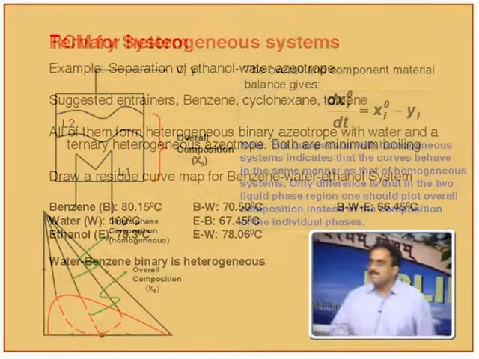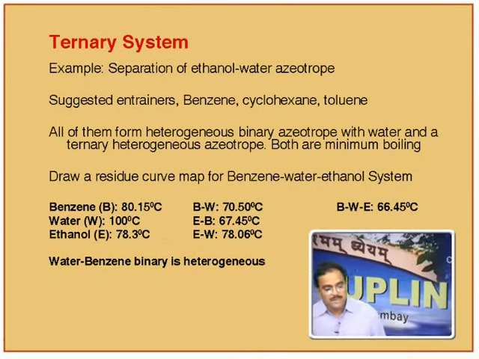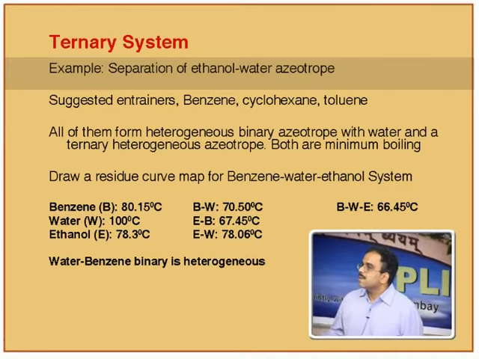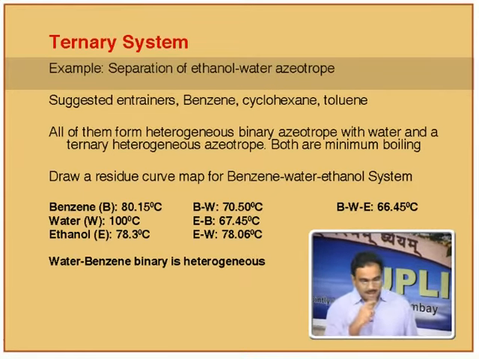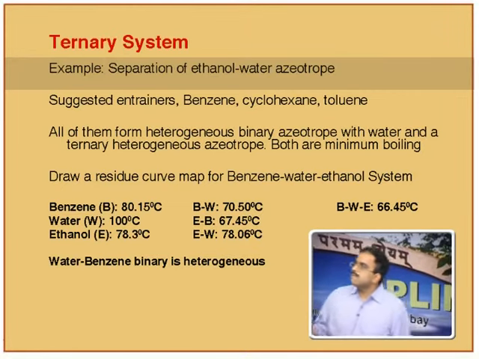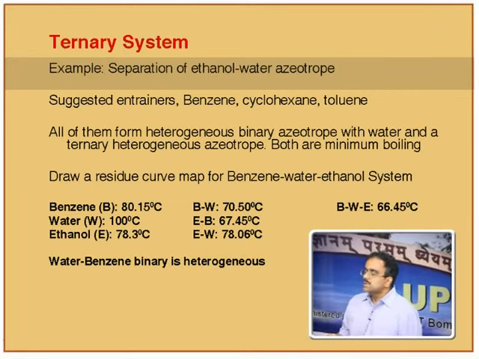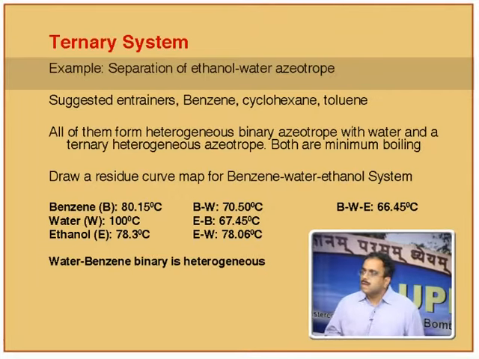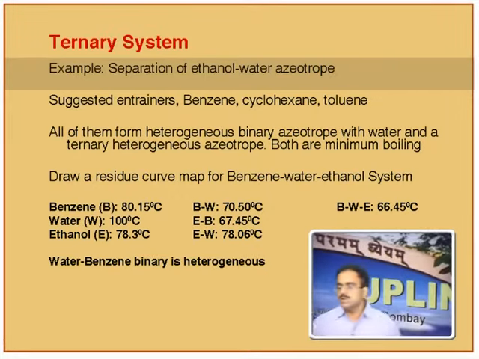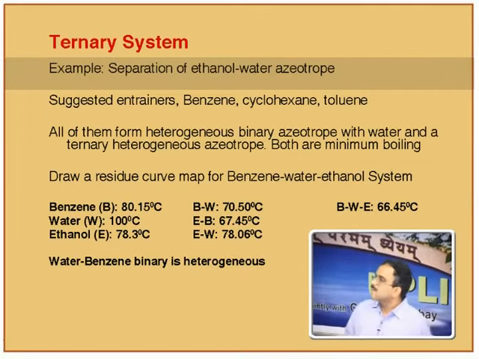So again, the problem I am defining here: separation of the ethanol-water azeotrope. We have seen that experiment as well. Typically fermentation broth would give you a dilute 10% solution of ethanol. I remove water from it and I get the azeotrope. Now this azeotrope is difficult to break.